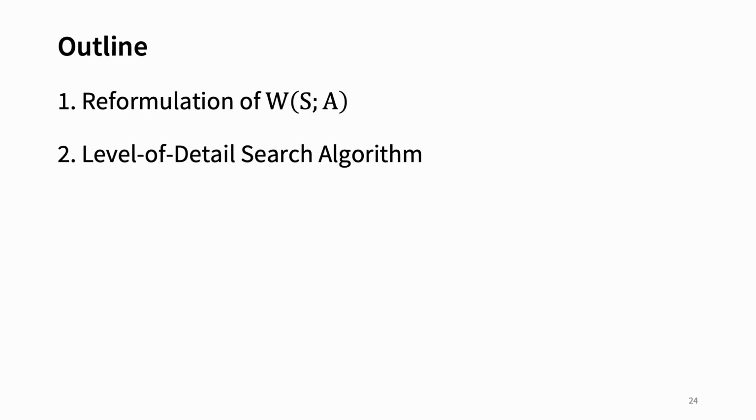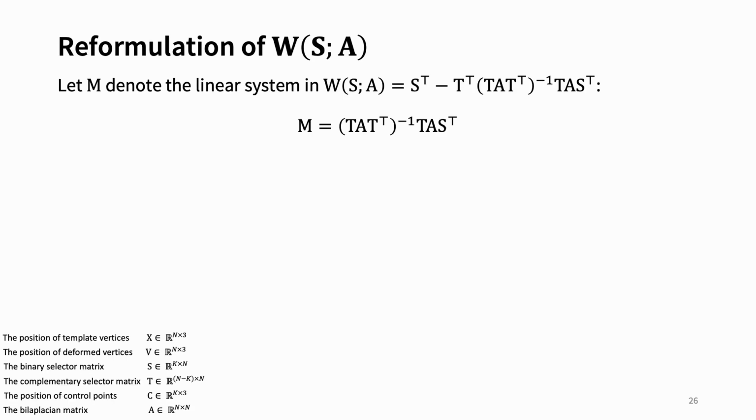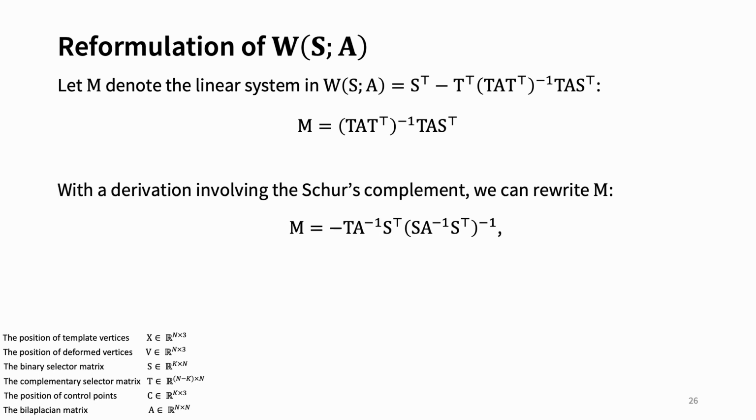Now, let me explain our approach in detail. I will describe our reformulation of biharmonic weight and level-of-detail control point search algorithm. To address the first challenge, we introduce a reformulation of biharmonic weight. Let M denote the linear system in the original biharmonic weight W. With a derivation involving the Schur complement, we can rewrite M like this.